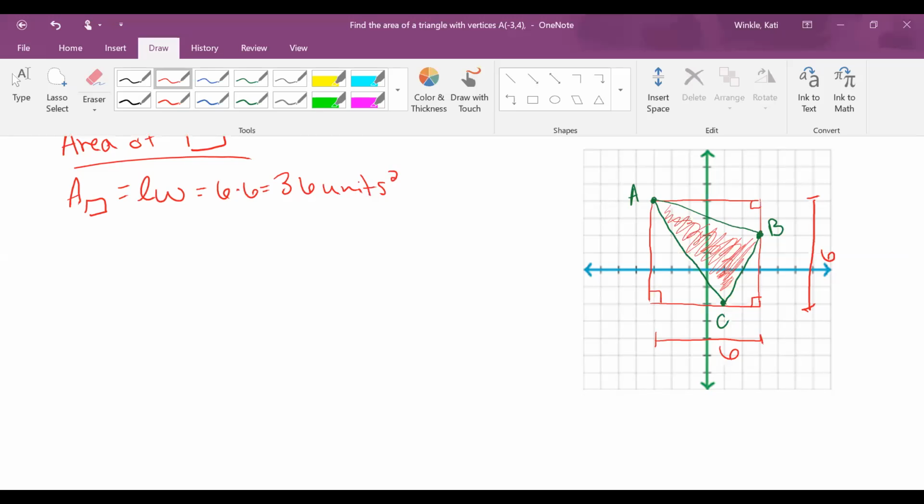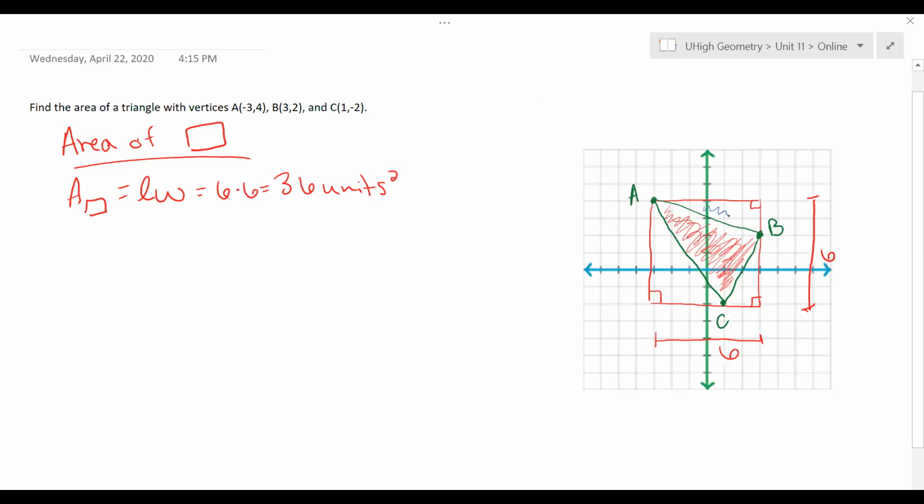Next, what I'm going to want to do is find the area of each one of these right triangles that I found. So I'm going to label them. This is going to be triangle 1. This will be triangle 2. And the bottom right will be triangle 3. So bottom left is triangle 1. Top right is triangle 2. Bottom right is triangle 3.